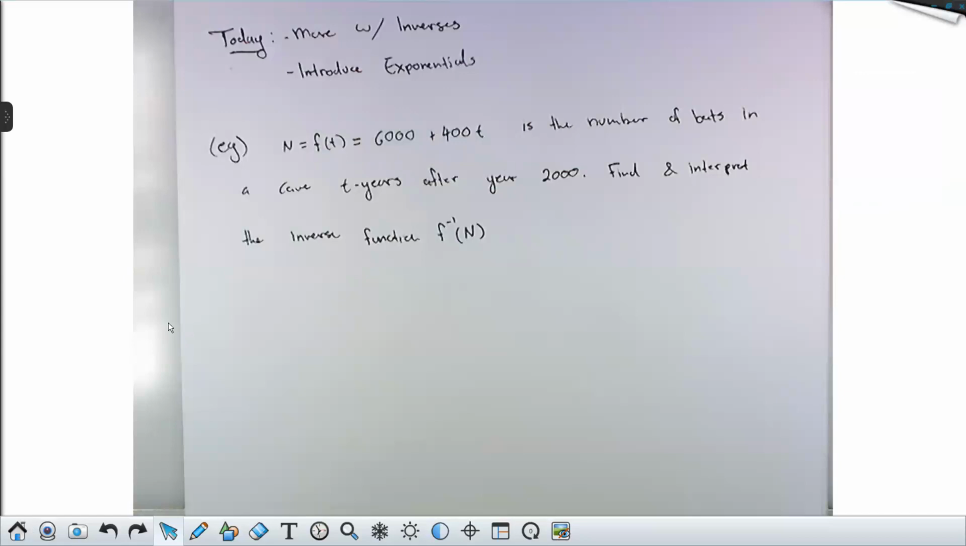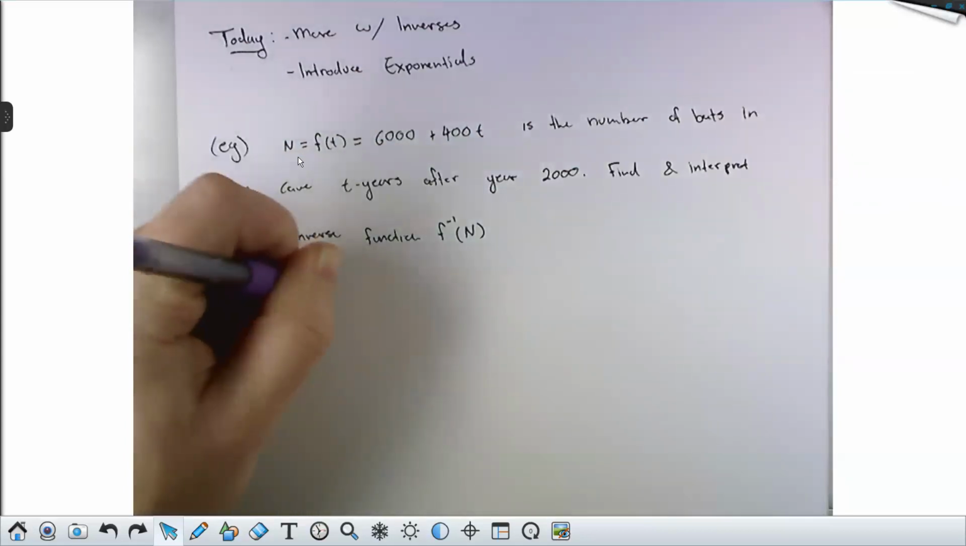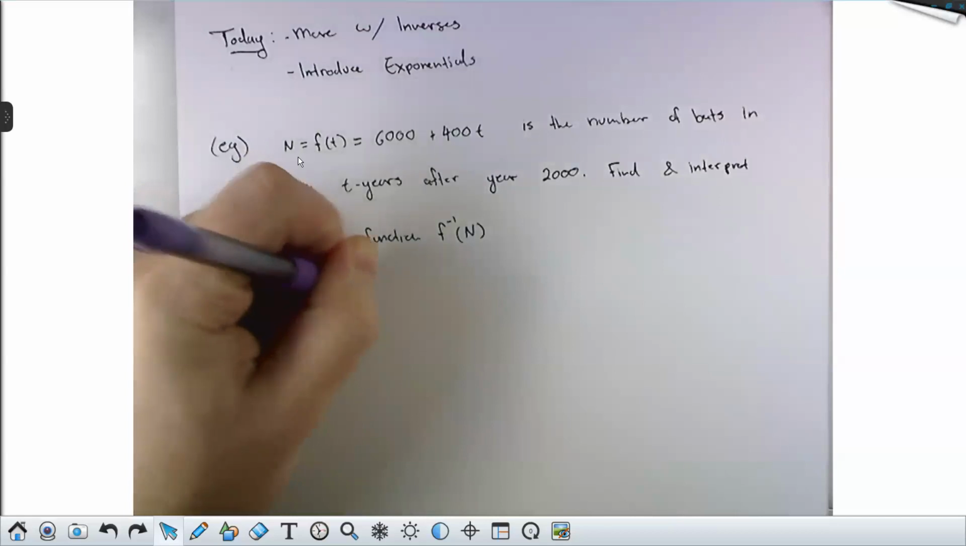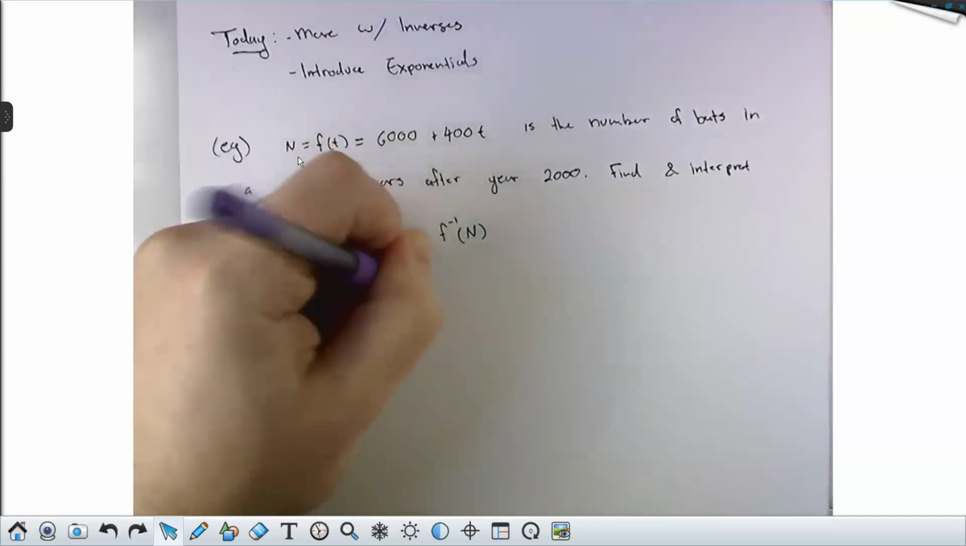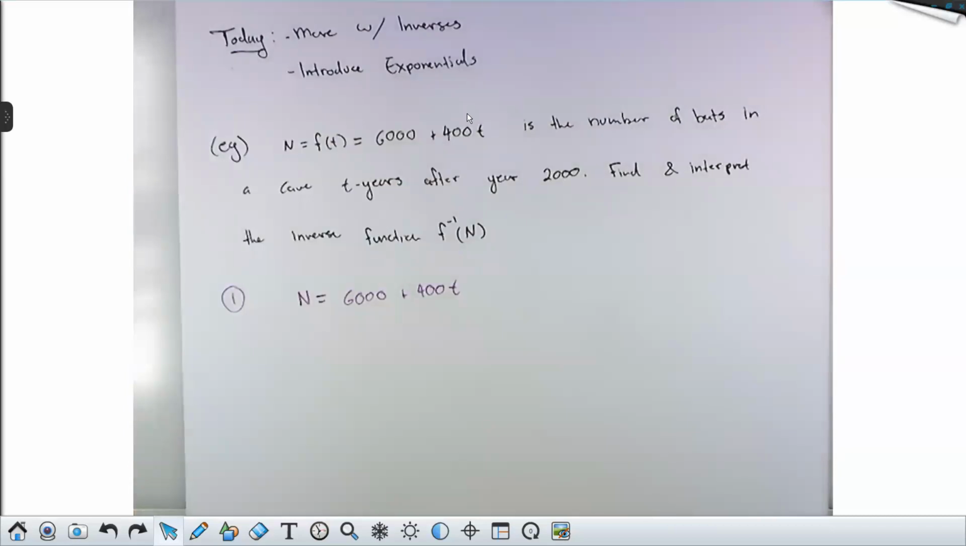Set it equal or change the f of x to y? Yeah. Now here, the variables we're using are different. The independent variable, the input for the original, is t. So I'll be setting f of t, this thing, normally we'd set it equal to y, but they've told us that the symbol they're using here is n. So the analogous first step for this problem, if we're being careful with our notation, is to write n equals 6,000 plus 400t. Basically, you can think of t as x and n as y.